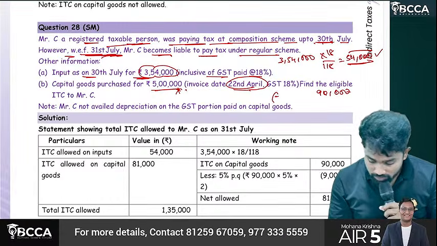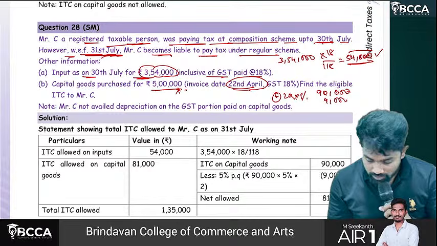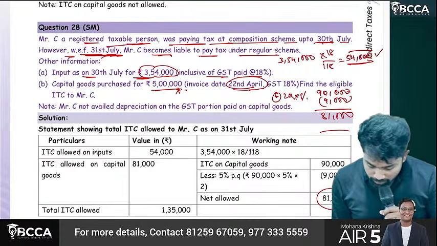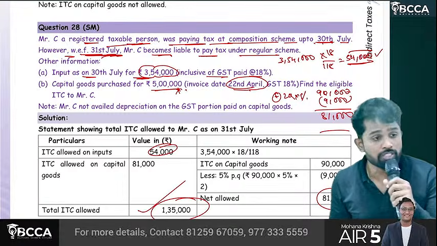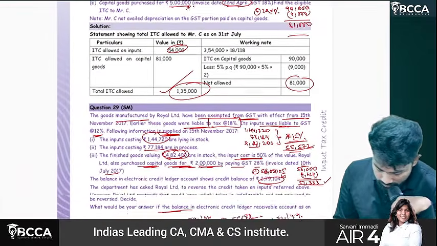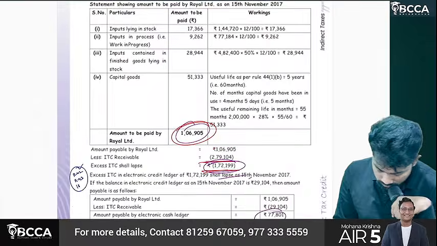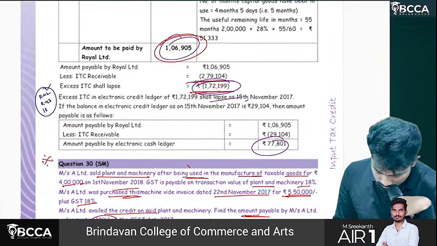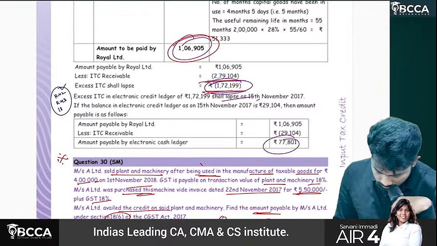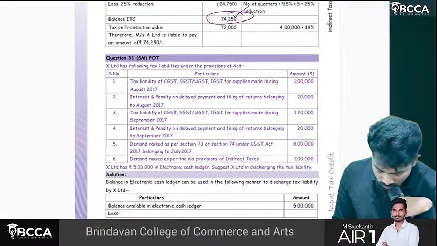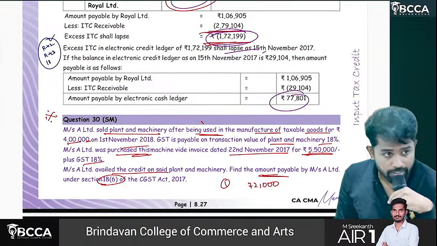So we need to subtract what? 2 quarters into 5%, nothing but 10%. If you subtract, 81,000. So with respect to capital goods 81,000, with respect to inputs 54,000. So total ITC available is how much? 1,35,000. Got it, sir? Okay, so with this we have completed ITC.